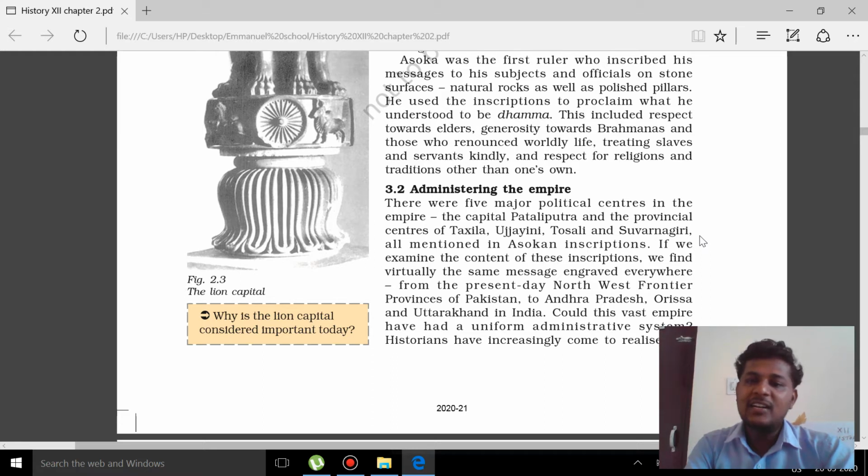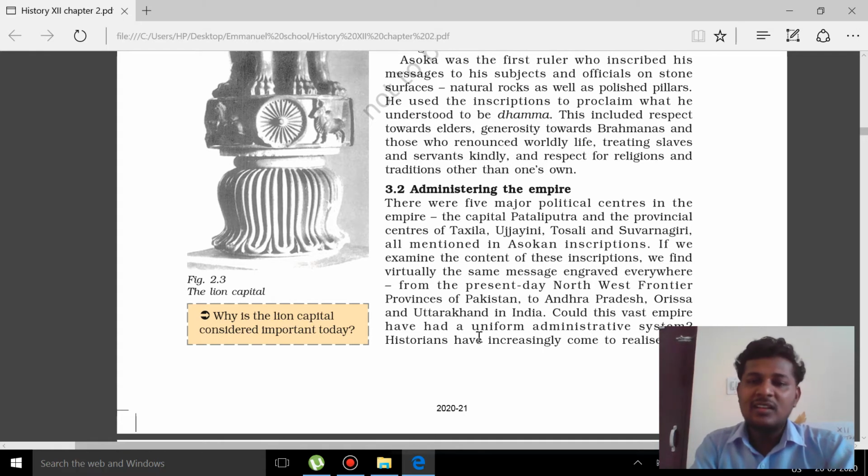If we examine the content of these inscriptions, we find virtually the same message engraved everywhere, from the present day northwest frontier province of Pakistan to Andhra Pradesh and Orissa. What does this mean? I'm just summarizing what is written here. Whatever inscriptions you find in northwestern India, that is Afghanistan and Baluchistan, and in Orissa and Andhra Pradesh in the south, the content remains the same. The same message is engraved everywhere.